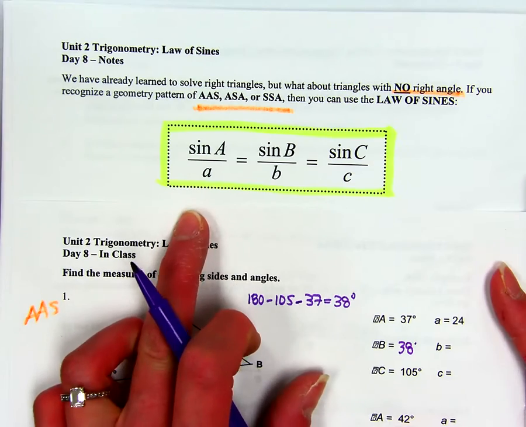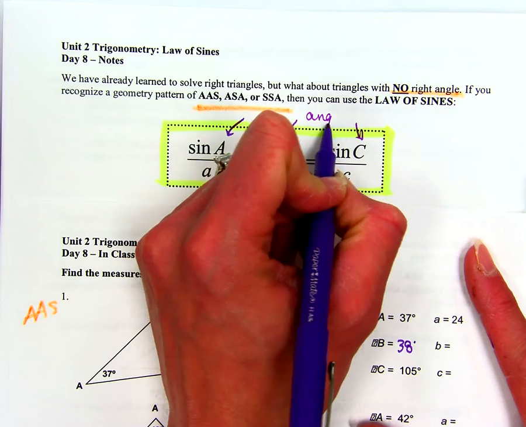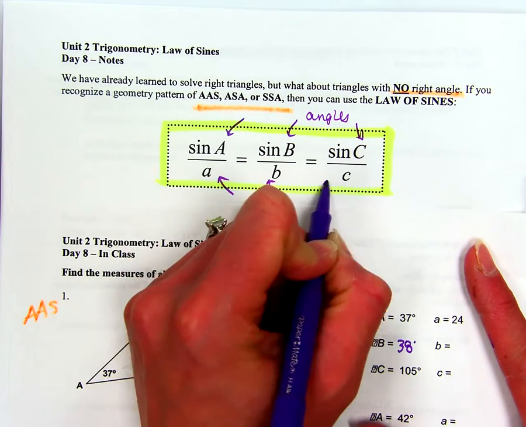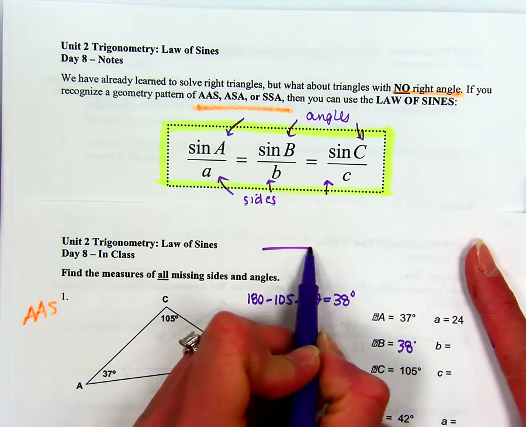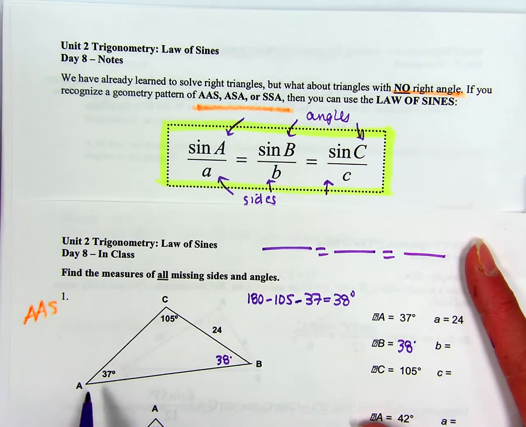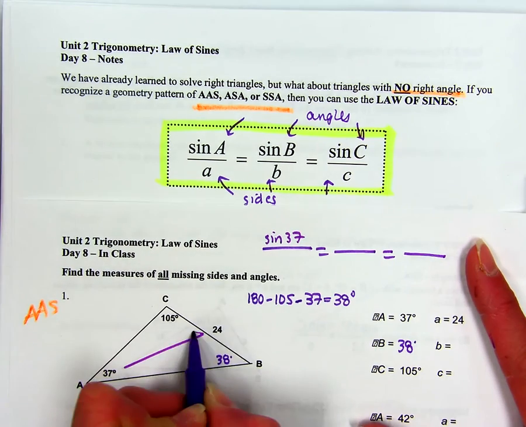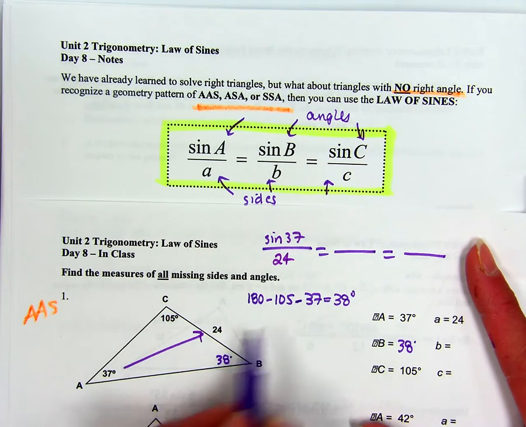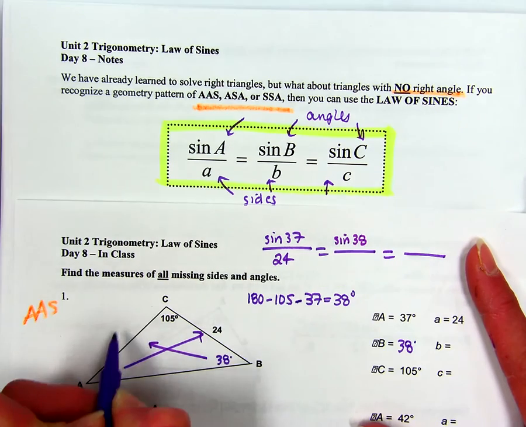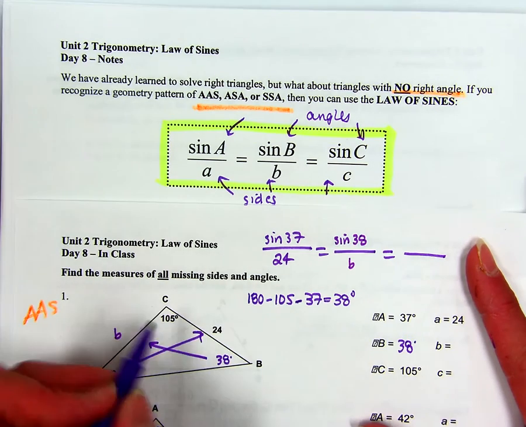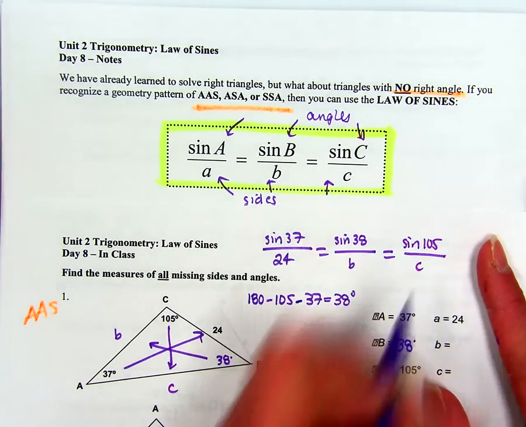So we're going to use law of sines. Now, the capital letters, these are all angles. The lowercase letters, these are all sides. So we're just going to set up our three fractions. All right, so sine of A, we have sine of 37 over side A, which is the one that's directly across from angle A, which is 24. Then we're going to keep going. Sine of 38 over, we don't know this, so that's called side B. Sine of C, which is sine of 105 over, we don't know that, that's side C.